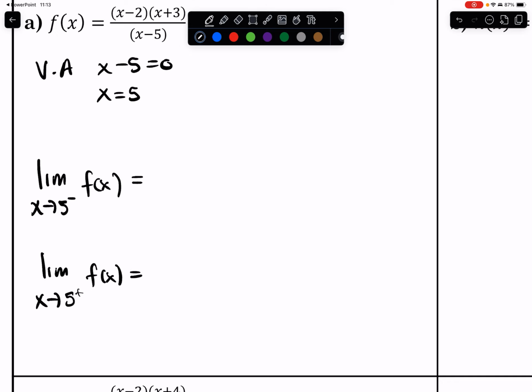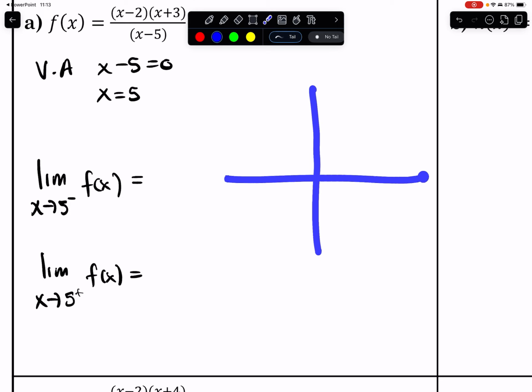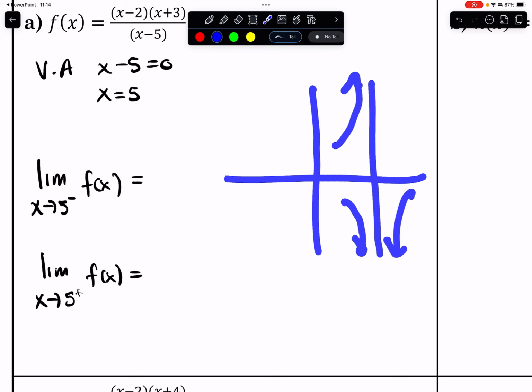And again, because it's a vertical asymptote, it's going to either point upwards, or, as we draw, here's my vertical asymptote at 5, it's going to point upwards or it's going to point downwards from one of the two ends. Maybe both ends point up, maybe both ends point down. One points up, the other one points down, and vice versa.